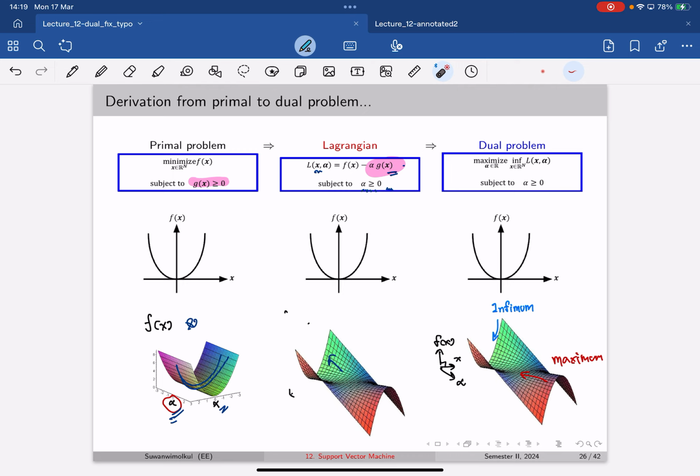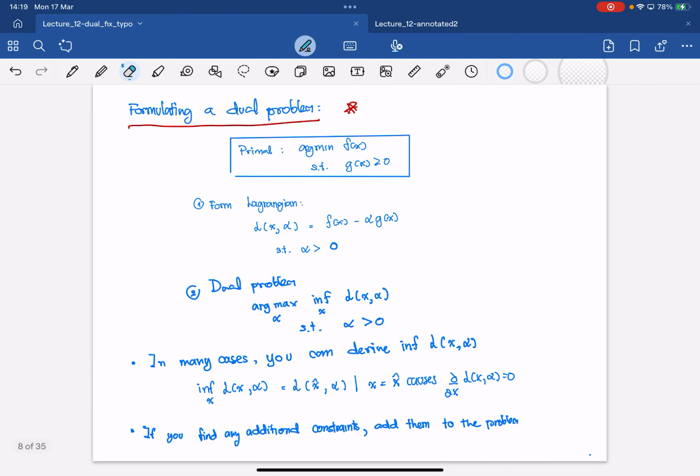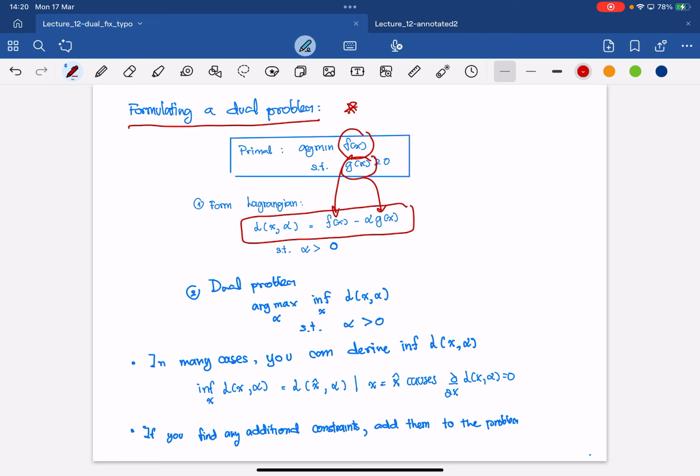But now we will look at them as a procedure. When we turn the primal problem into a dual problem as a procedure, what you do is that firstly, you turn it into some Lagrangian form. And this is simple. Pretty much you move the objective function here and you move the constraint function here, and you multiply that constraint with some alpha. If you have one constraint, just one alpha. If you have more than one constraint, you have multiple alphas.